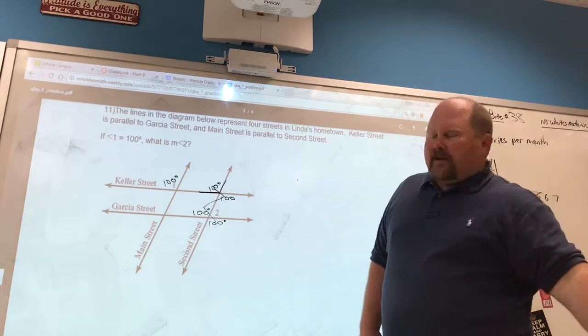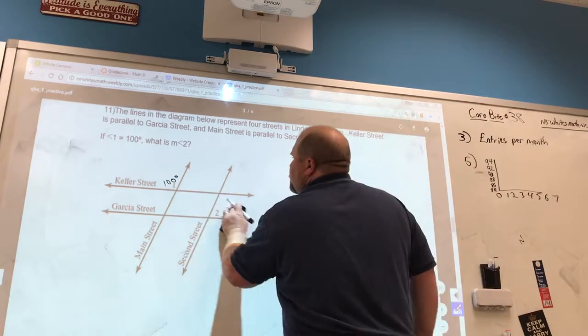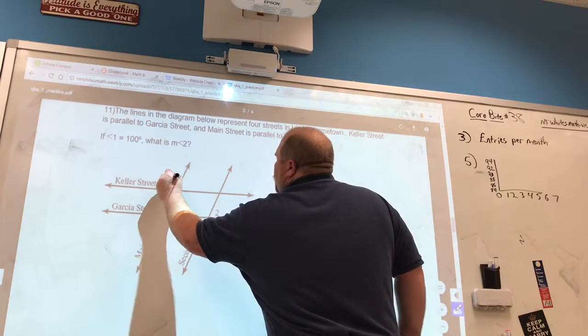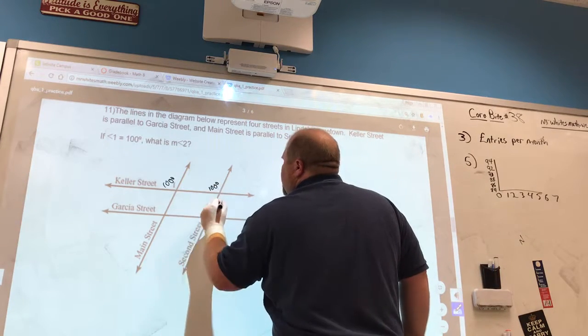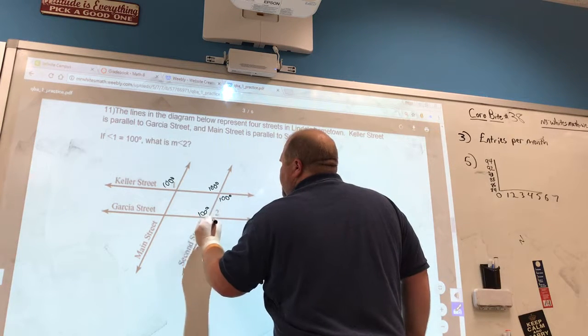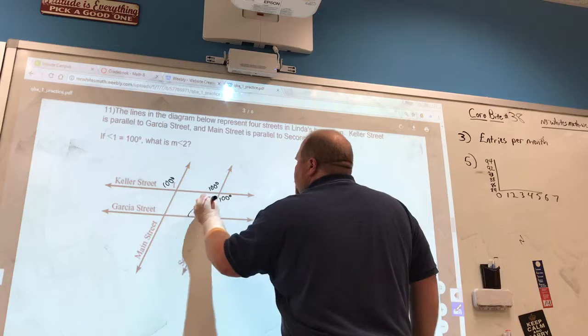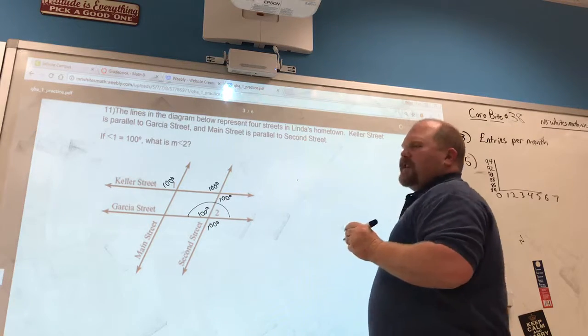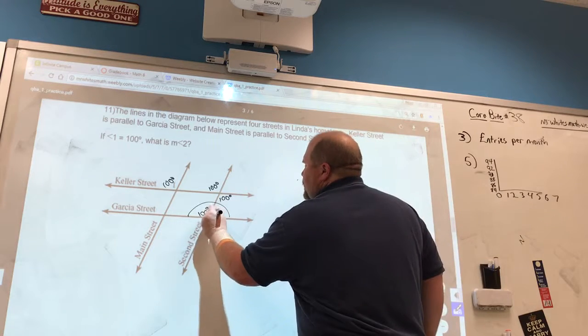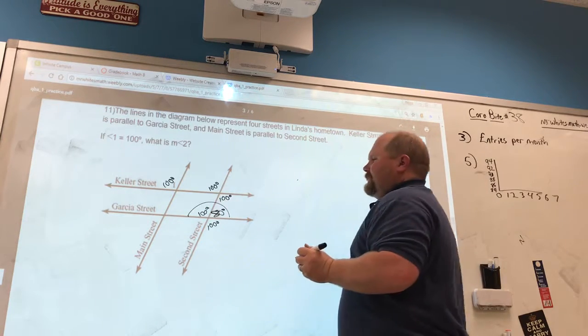So if those are all 100s, I'm going to clear this up just a little bit to make it easier to see. What would the other angle be? Well, there's only two numbers that can be used, and they're based on 180 degrees. So if this is 100, 2 is its supplement, meaning it has to add up to 180, which means that angle 2 has to be 80 degrees.